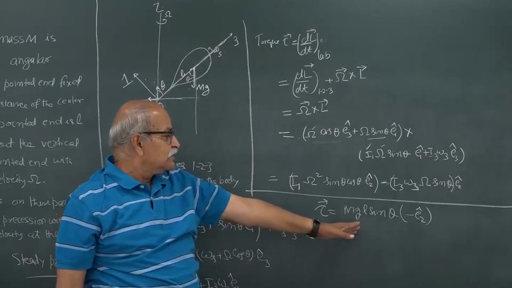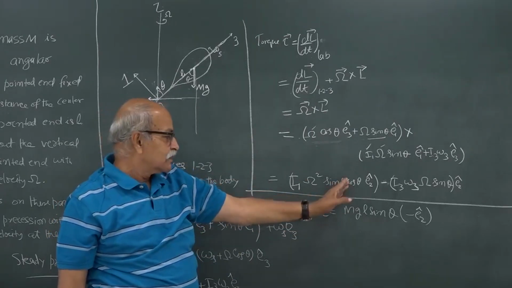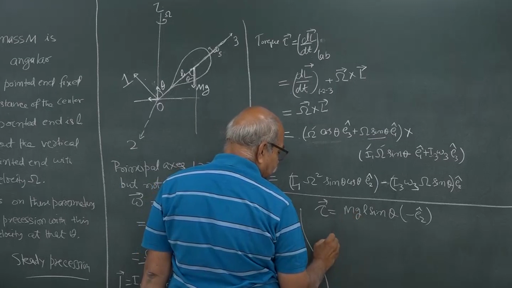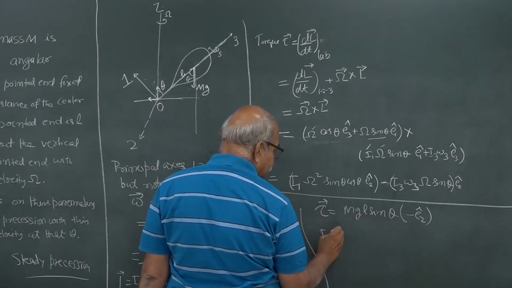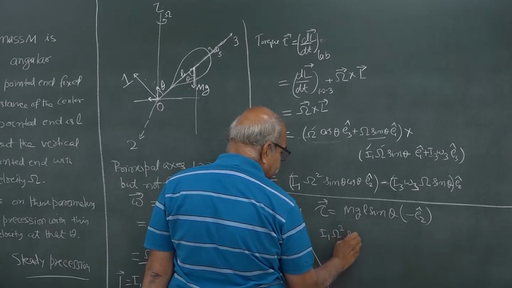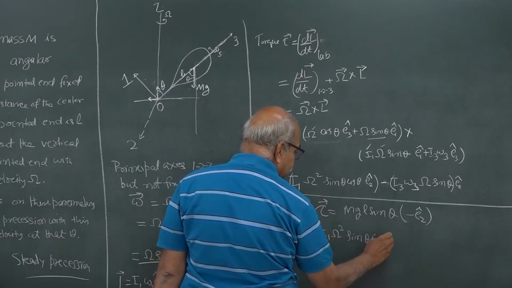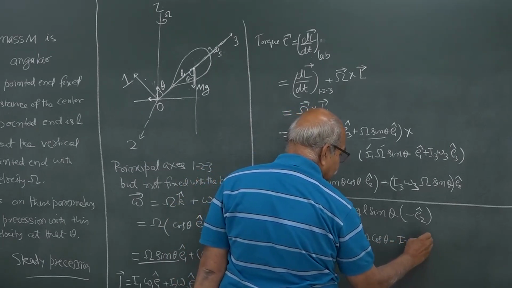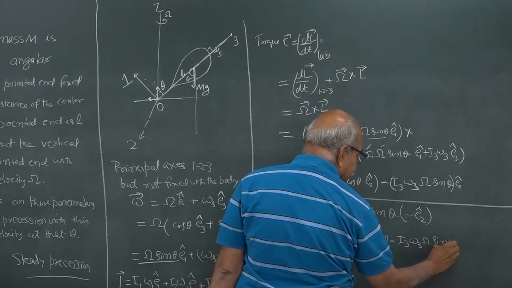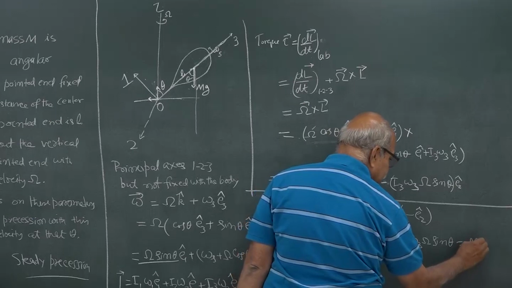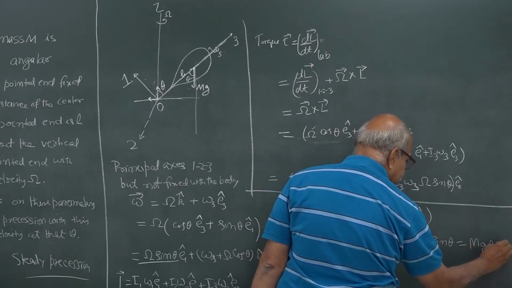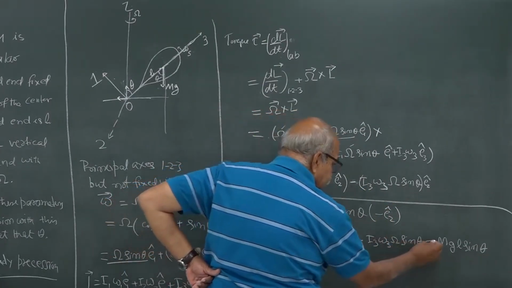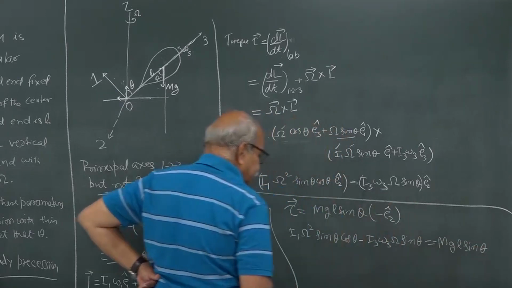Good, it is in E2 cap direction, and from here I am also getting E2 cap direction. So, compare these two, this is the same torque and the same torque here. So, you have I1 Omega square sin theta cos theta minus I3 omega 3 Omega sin theta equal to mgL sin theta. And here it is minus mgL sin theta E2 cap. So, this is equal to this.